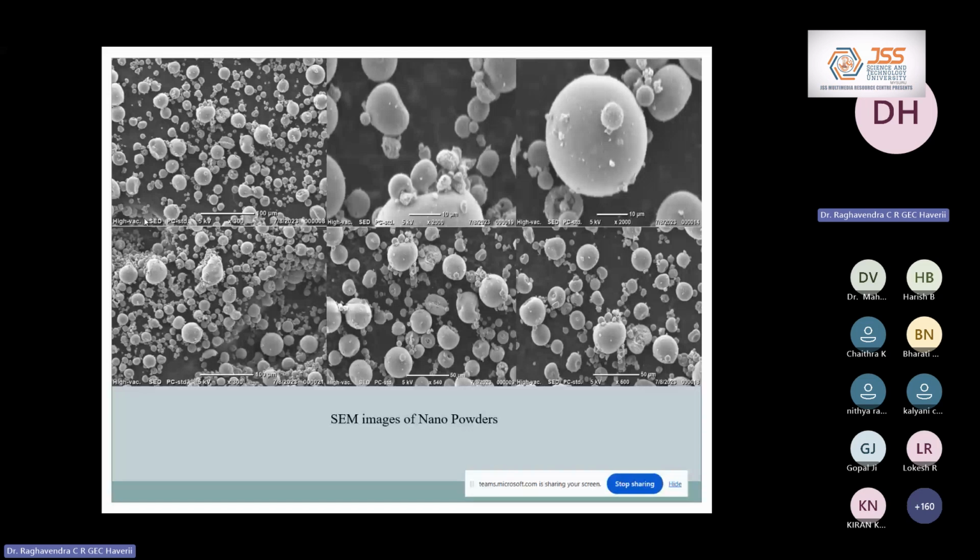Once we find it satisfactory and we find that these nanoparticles have good flowability and less agglomeration, then we are going to blend them with primary particles, or we will put them in a hopper, or it may be in the electrolyte solution for the coatings.